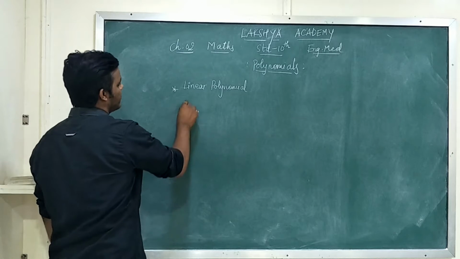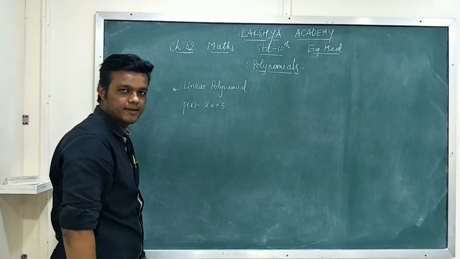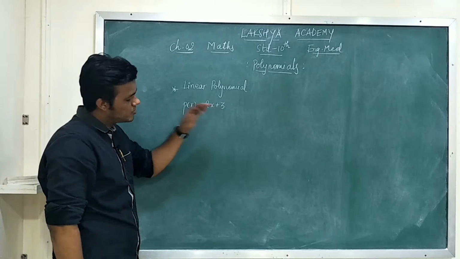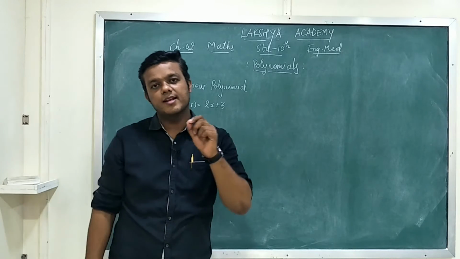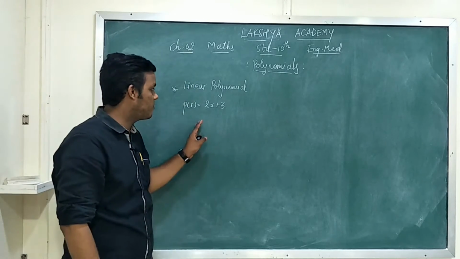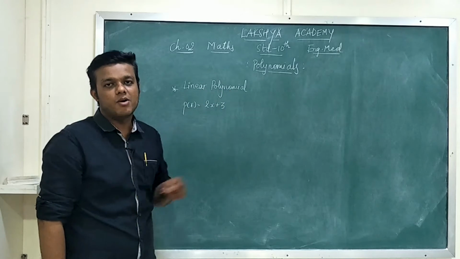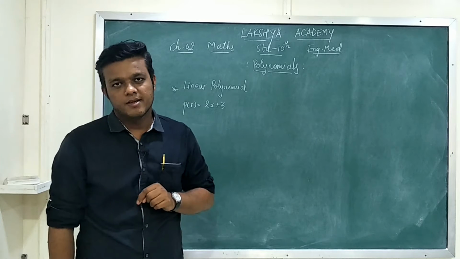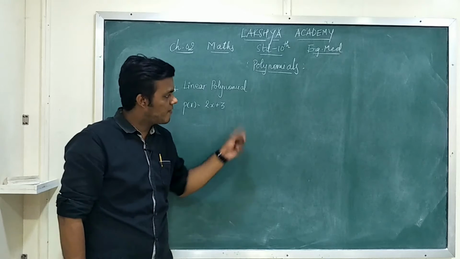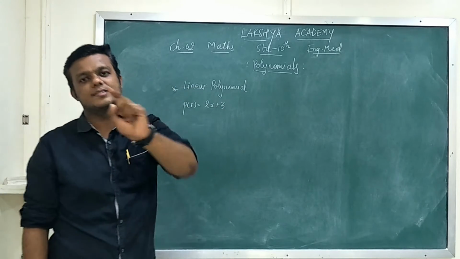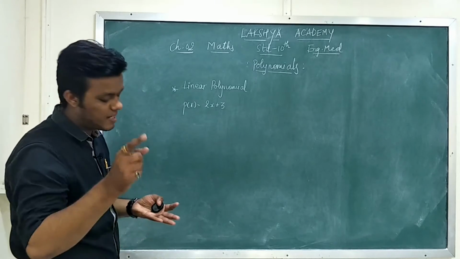Suppose I am having a linear polynomial p of x equals 2x plus 3, right? Now to find zeros of this 2x plus 3, I have told you earlier in part 1 as well that we can decide the number of zeros from the type of polynomial we have. If we are having a linear polynomial, then it has only one zero. If we are having a quadratic polynomial, then it has two zeros, and if we are having a cubic polynomial, then it has three zeros, right? So we can make out the number of zeros by geometrical interpretation and by the type of polynomial.